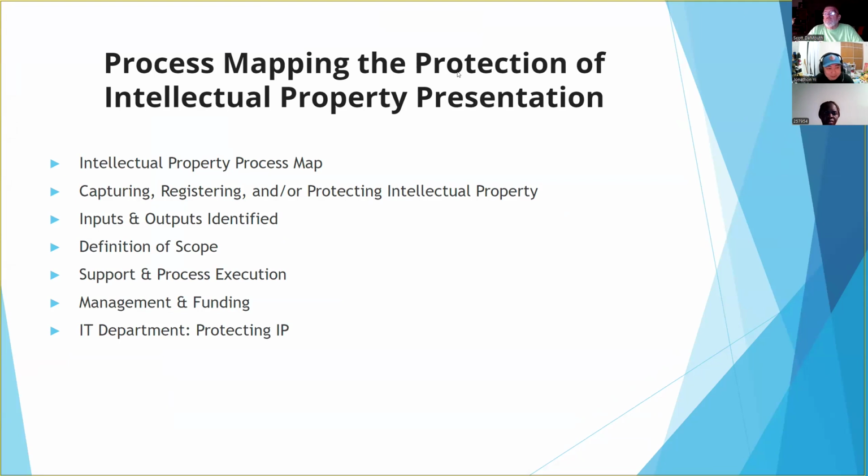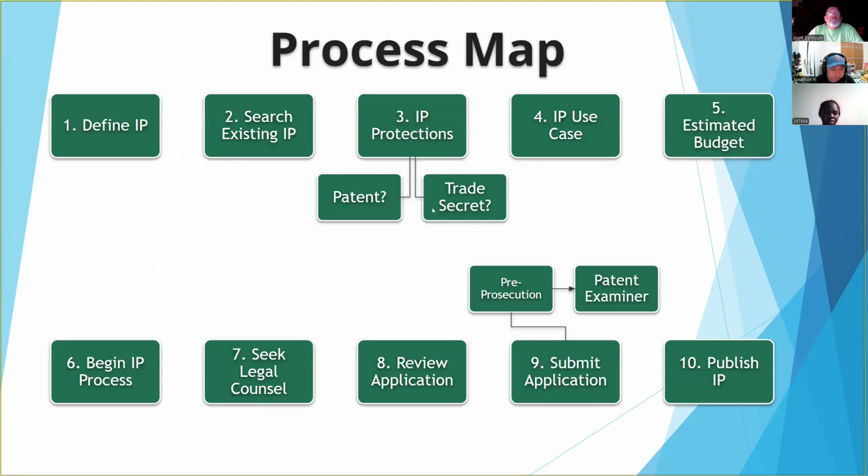The purpose of this presentation is to secure our intellectual property for our software called Unransom, which combats ransomware. Today, we'll be talking about the intellectual property process map, inputs and outputs, and support and process execution, along with the other table of contents items you see here. On the next slide, you'll see our process map.